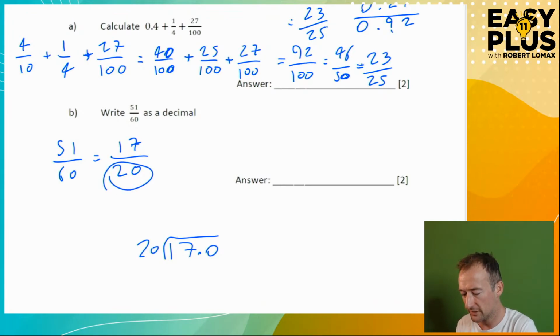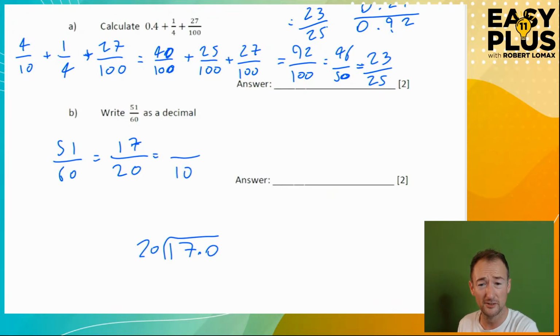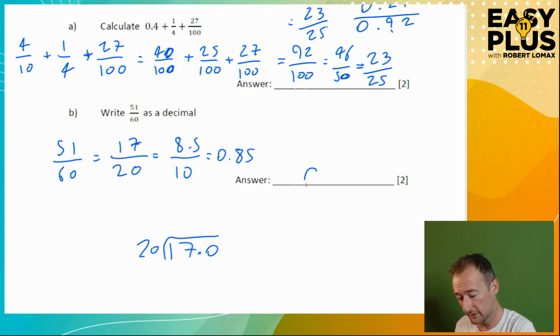Notice it's over 20. It's really easy to get from a fraction over 20 to a fraction over 10, because you just have to halve it. What's half of 17? It's 8.5. What's 8.5 divided by 10? It's 0.85. I just moved the decimal point one place. So that's going to give me my answer. Nice and simple. I can do it just like this without actually doing any division.